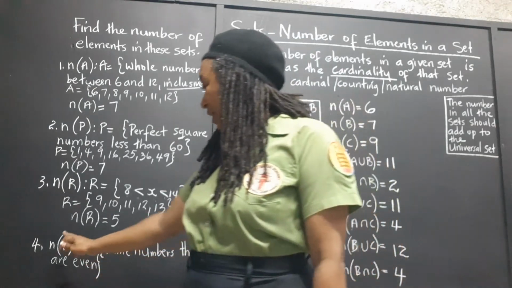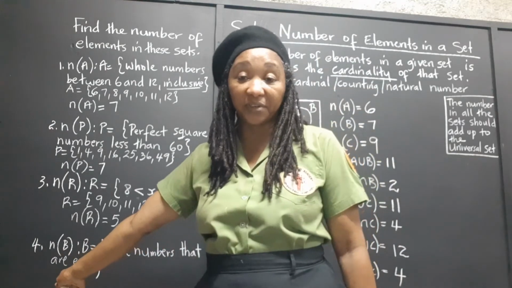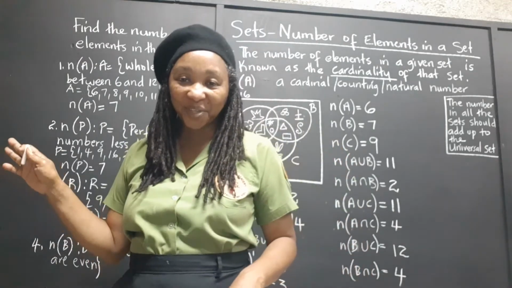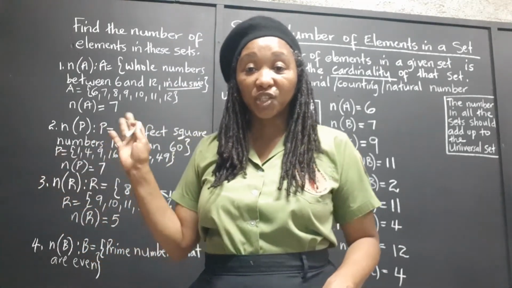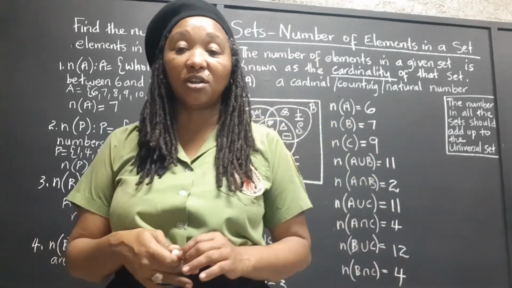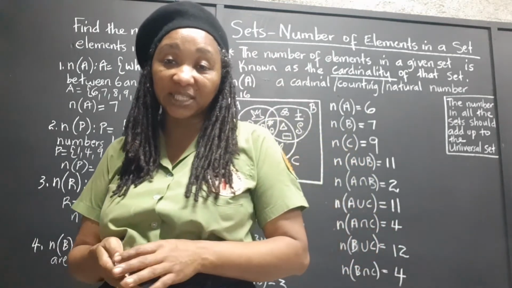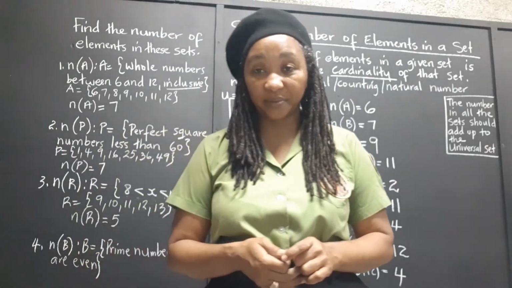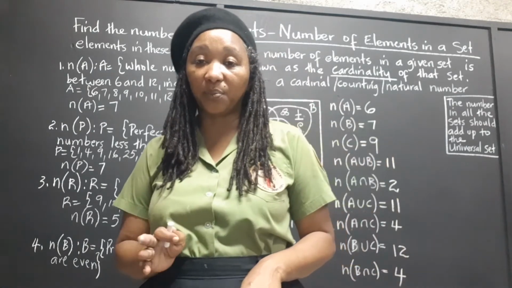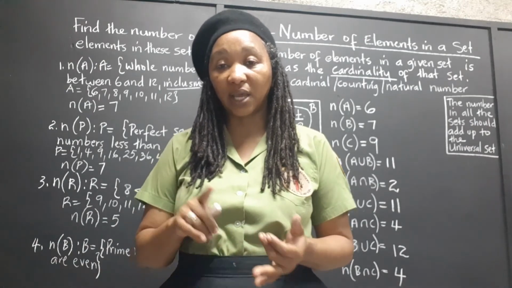Finally, the number of elements in B such that set B is equal to prime numbers that are even. If you don't know what prime numbers are, you know what I'm going to say. Check the playlist, find the videos that were done on prime numbers. We have a couple of videos specifically explaining what prime numbers are. Briefly though, a prime number is a number that has only 2 factors. Only itself and 1 can go into it.